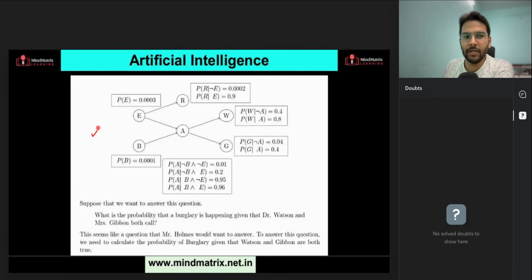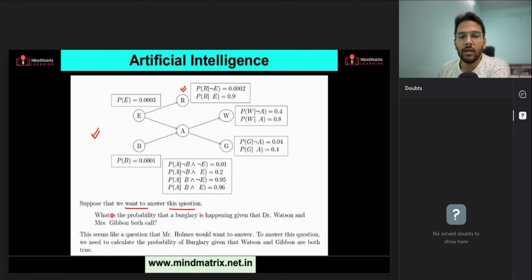So this is the Bayesian network given to you. And as I told you, in the Bayesian network, you have the graphical model. Apart from that, you also have the CPTs, conditional probability tables. We already know this, right? Now, suppose that we want to answer this particular question. Let's say you have something R also. Here it is not mentioned exactly what this R is, but let's say some other variable is also present over here. B stands for burglary, E stands for earthquake, A stands for alarm, W stands for Watson, G stands for Gibbon. There is one more variable, let's say it is R.